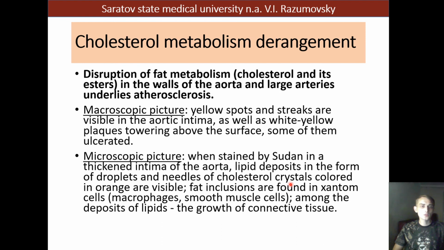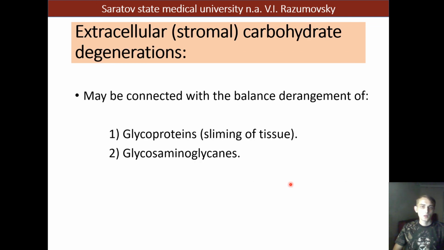Fat inclusions are found in xanthoma cells, macrophages, smooth muscle cells. Among the deposits of lipids, there is growth of the connective tissue. Extracellular carbohydrate degeneration may be connected with the derangement of glycoproteins and glycosaminoglycans. So that's all the information that you should know about carbohydrate degeneration.